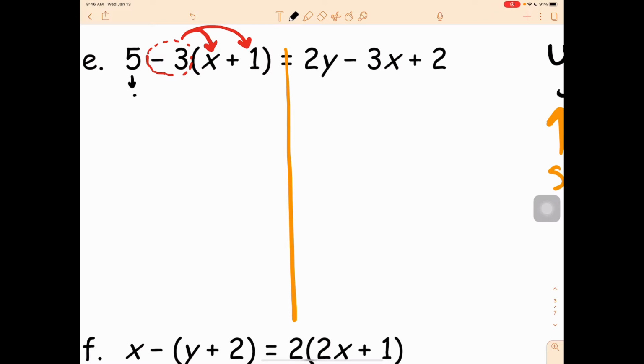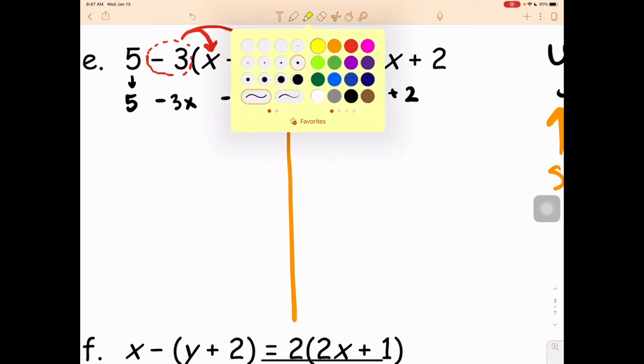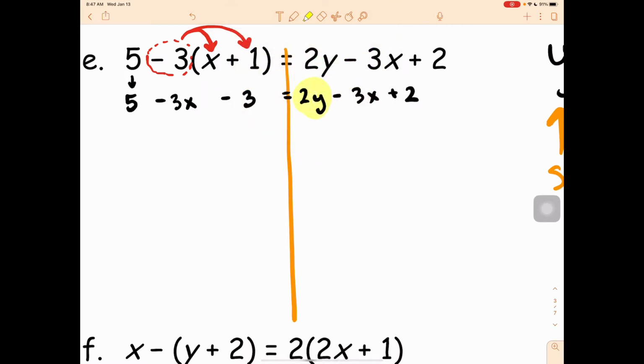So here I'm left with 5. -3 times x is -3x. -3 times +1 is -3. And this equals 2y minus 3x plus 2. So now I notice, okay, my y over here is on my right-hand side, so I'm just going to leave that there. I don't want to move it, but I need to move everything else away from that y.